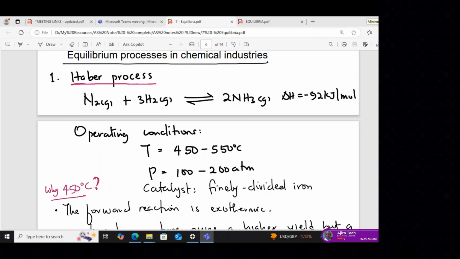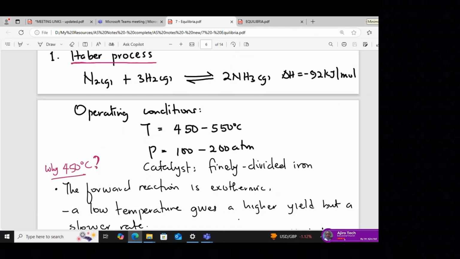Can you see my screen? Yes, sir. Thank you. The Haber process is for the manufacture of ammonia, and the raw materials are nitrogen and hydrogen. The product is ammonia, and the reaction is exothermic. You have to remember the equation for the Haber process. You have to remember the operating conditions.